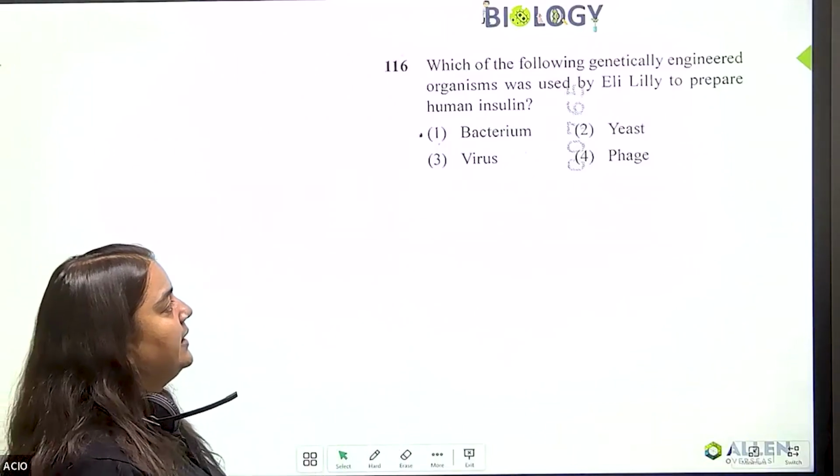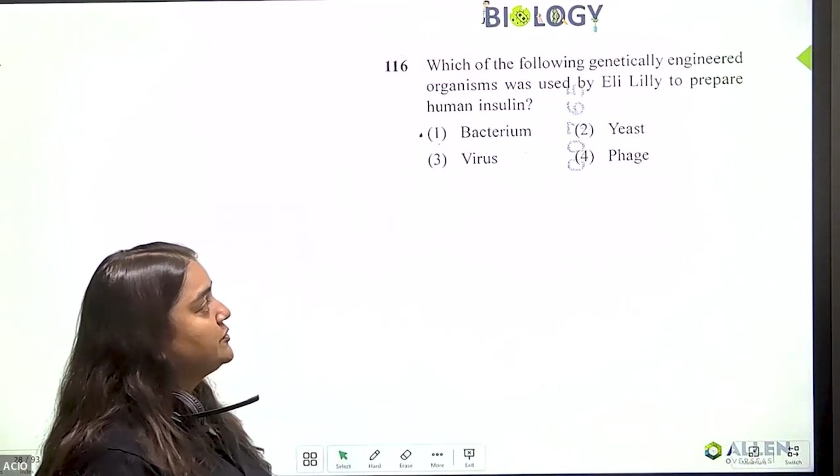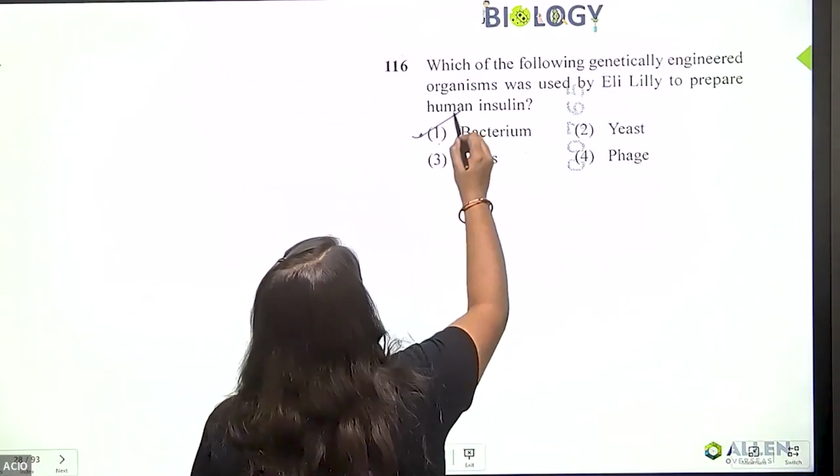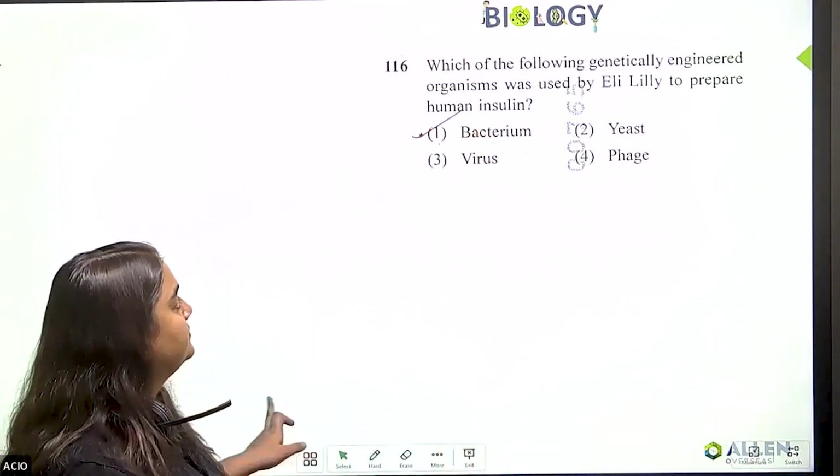Next, which of the following genetically engineered organisms was used by Eli Lilly to prepare human insulin? That was Escherichia coli, and that is a bacteria.